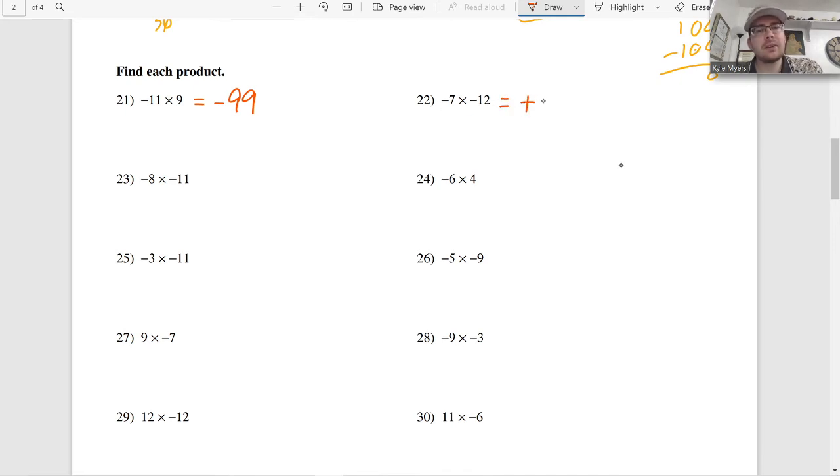7 times 12 is going to be, what is that, 104? No, 84. There we go. 84. Here we have negative and a negative make a positive. 8 times 11 is 88. Negative times a positive is a negative. And 6 times 4 is 24.